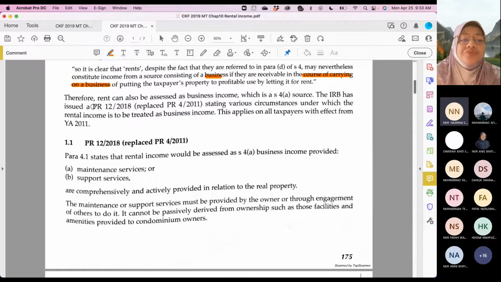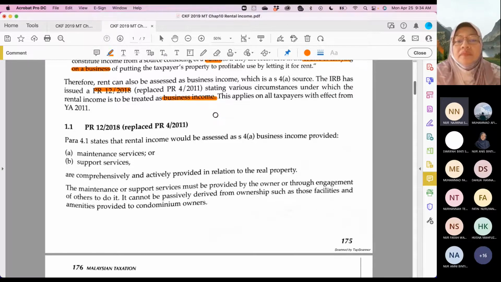Public Ruling 12 of 2018 is very important here. It sets out various circumstances under which rental income is treated as business income. You have to look at the scenario given, then decide whether the income is section 4A or section 4D. In the exam question, we can give you both, rental income under section 4D and rental income under section 4A. It applies to all taxpayers, whether an individual or a company. It could be assessed under 4A or under section 4D.